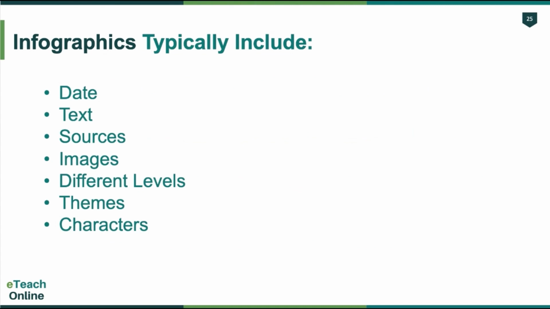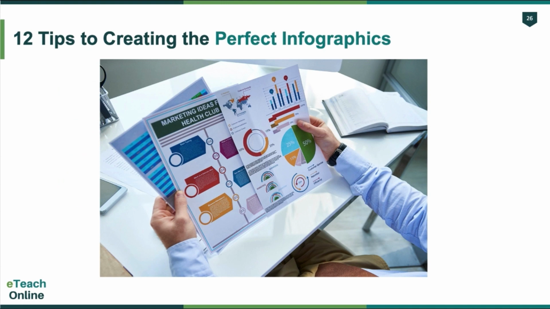We can use infographics in almost all content types, such as concepts, storytelling, comparative analysis, and processes and procedures. Infographics typically include the data, which is sometimes cited, text, sources, images, different levels, robust content, themes, and characters. Within the visual story, the characters of the story are the content, data, and statistics. Now I will discuss with you 12 tips to creating the perfect infographics.